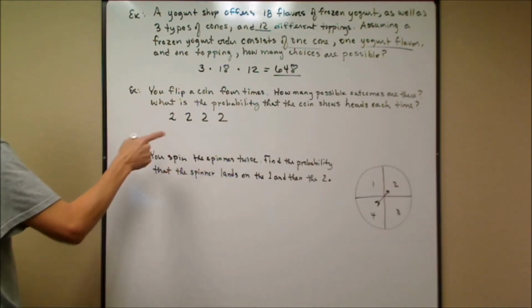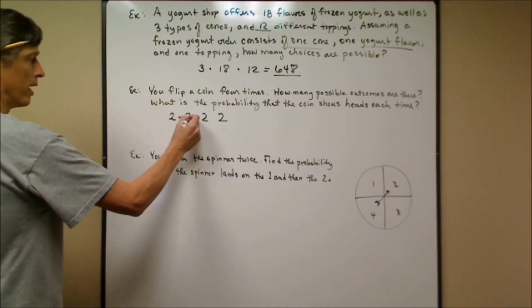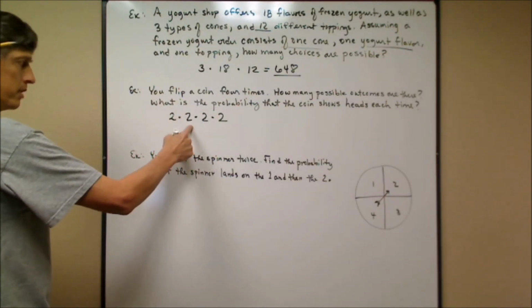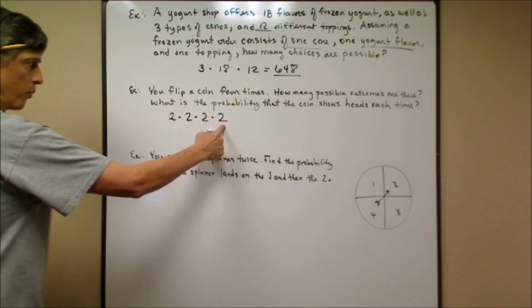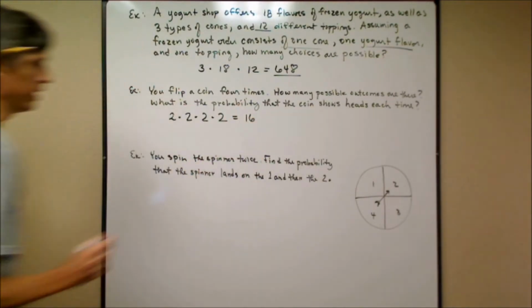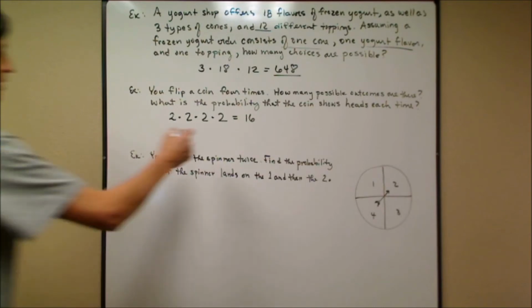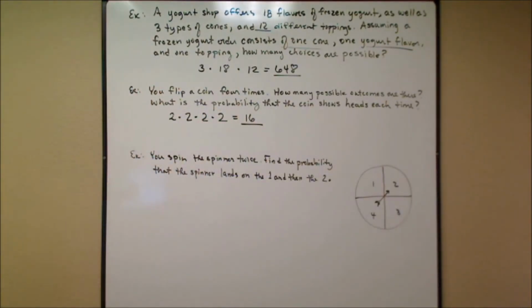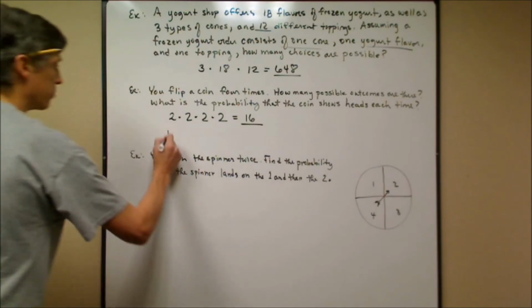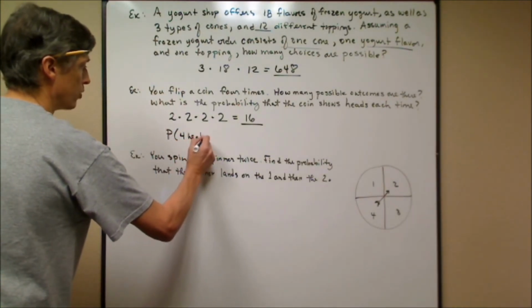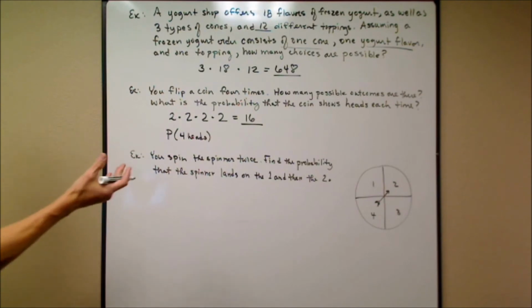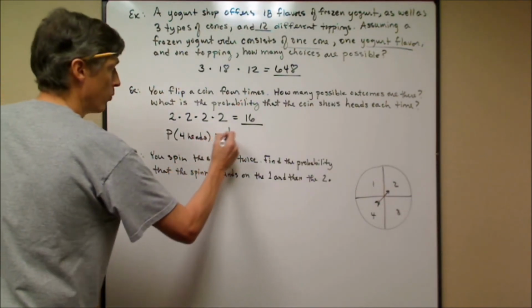And again, because of the principle of counting, we are going to multiply the number of ways the first thing can happen times the number of ways the second, times the number of ways of the third, times the number of ways of the fourth, and that gets me 16. So there are 16 possible outcomes when you flip a coin 4 times. It could be tails, tails, tails, tails, or it could be tails, heads, heads, tails. There are lots of different ones to list out, but we want to know now, in the second question, what's the probability that the coin shows heads each time? Well, the probability that there are 4 heads, there's only one possible way, a favorable outcome of getting 4 heads, so that would be 1 out of 16.